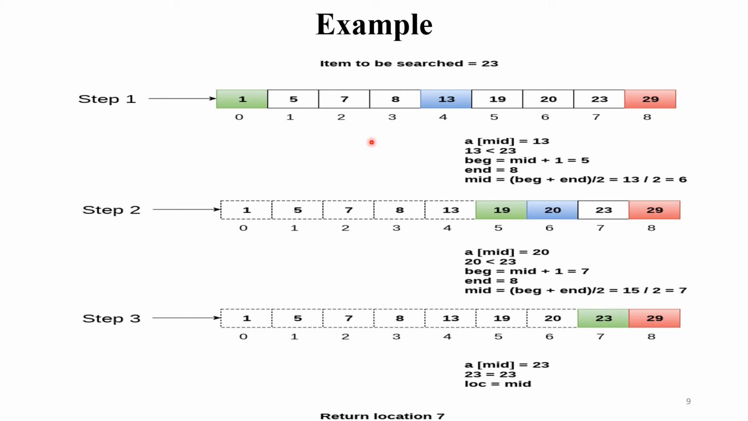I repeat, in binary search, first we find the middle element. Then we compare this middle element with our key. If our middle element is greater than our key, then we search the left side. If our middle element is less than our key, then we search the element on the right side. So we repeat this procedure until we find our element.